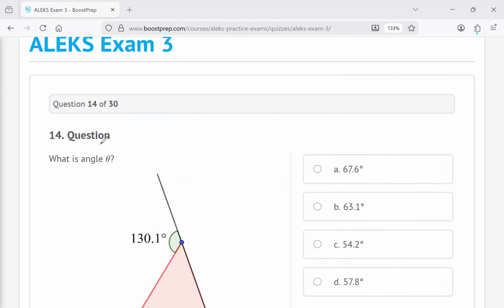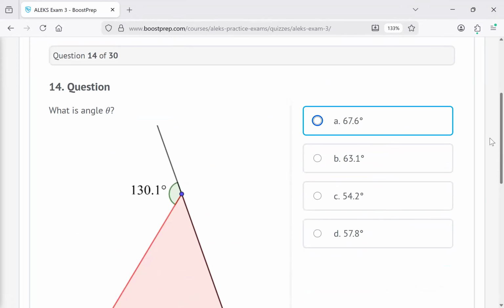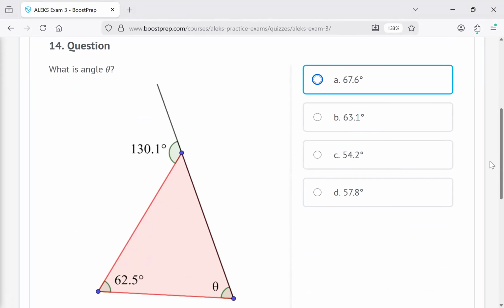Okay, question 14. Question 14 says, what is the angle? We've got to find this unknown theta. So we can't just subtract from 180. The reason why we can't do that is because we need to figure out this angle first. So let's go and figure out that angle.